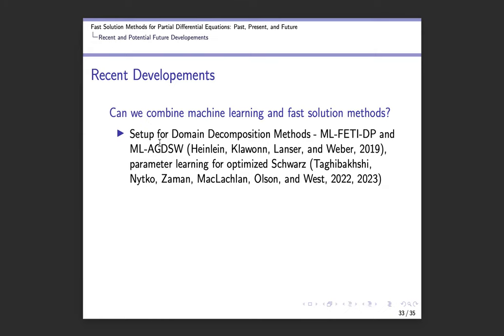ML-BDDC and ML-AGDSW. So the members of the group use the machine learning method for predicting some primal constraint or classification. They may use some geometric information and algebraic information. So they use some classification method for subregion for geometric information, subregion for algebraic information. And this group, the Illinois group, considered parameter learning for optimized Schwarz. For optimized Schwarz, we have to decide some parameter for best convergence, and they use some unsupervised approach for predicting the parameter.